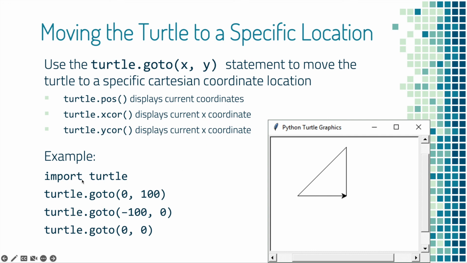So again, here you'll see we import the turtle. We have goto, goto, goto. So we start here, and then we go to 0x, 100y, so it moves it here. We go to negative 100x, 0y, so it goes diagonally here. And then we go back here, so now we've made a right triangle.